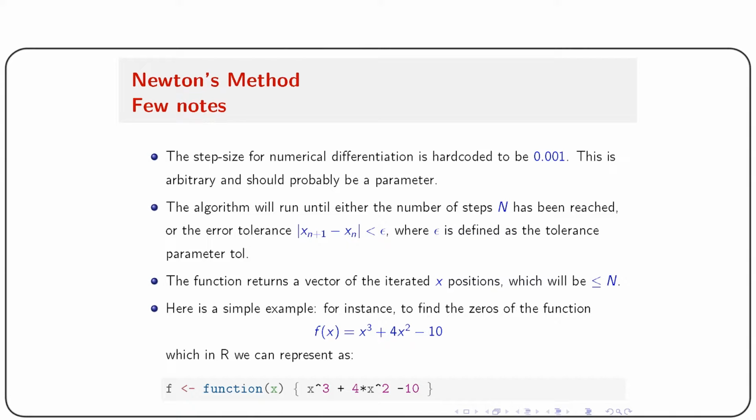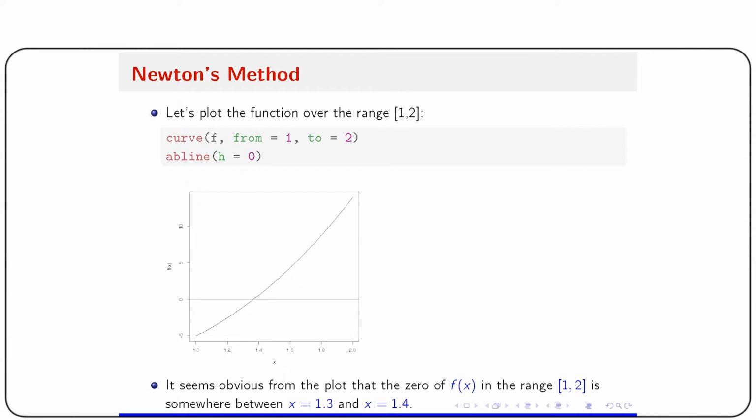Here is a simple example. For instance, to find the zeros of a function, say f(x) equals x to the power 3 plus 4x squared minus 10, which in R we can represent as f equals function of x, x cubed plus 4x squared minus 10. This is a function that I define, which returns the value of f(x). And let's plot the function as follows.